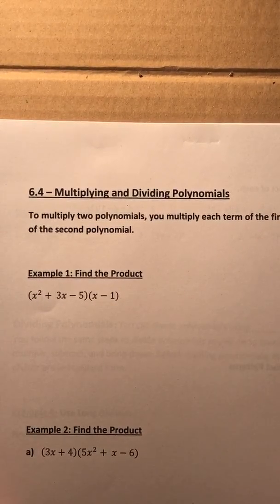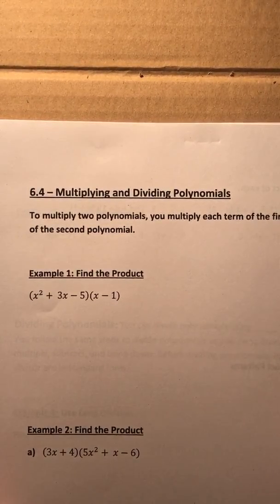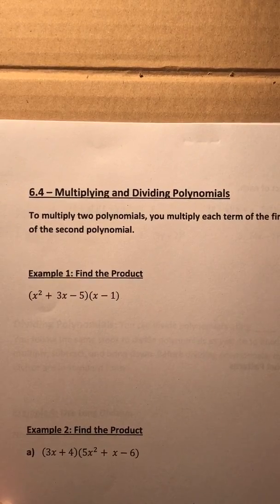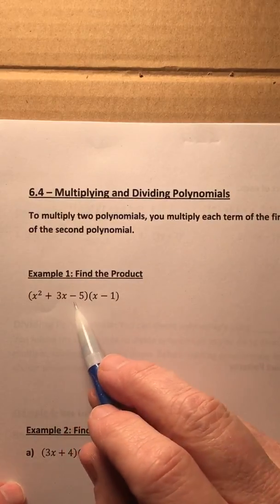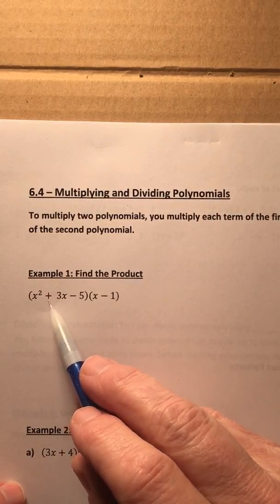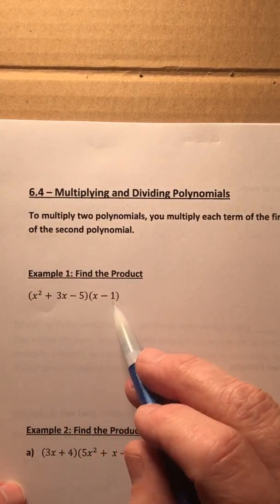Okay, here are your notes for 6.4. This is multiplying and dividing polynomials. So what we're going to do is I'm going to show you how to multiply them horizontally. You're multiplying these two polynomials together: x squared plus 3x minus 5 times x minus 1.